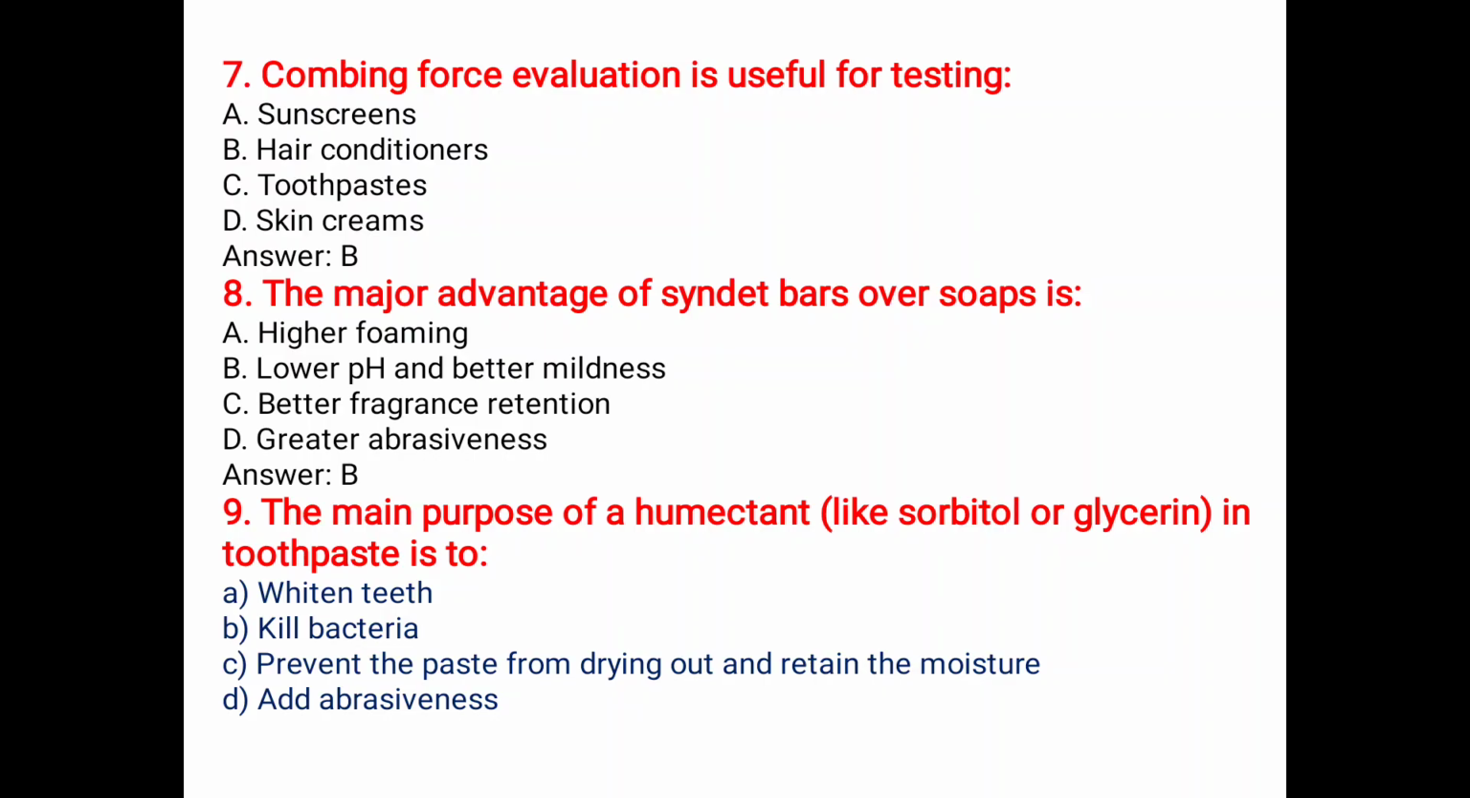Next, the main purpose of a humectant like sorbitol or glycerin in toothpaste is: option A, whitens teeth, option B, kills the bacteria, C, prevents the paste from drying out to retain the moisture, and D, abrasiveness. So C is the correct answer. Prevent the paste from drying out and retain the moisture. The humectant's role is to retain the moisture. So option C is correct.